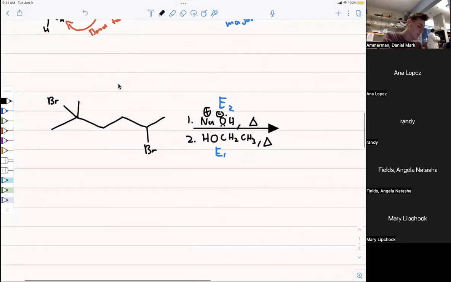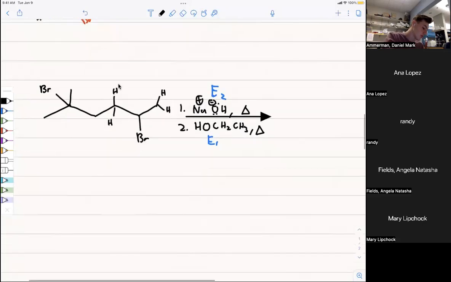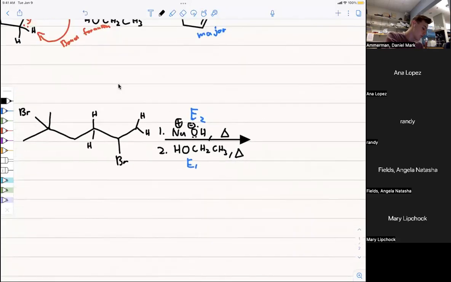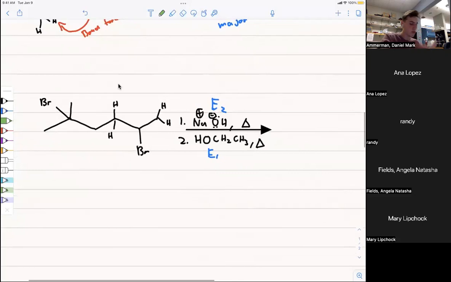So what we'll do is we will find our hydrogens adjacent to our leaving group, which there's one here, and there's one on that other side of the carbon. So first thing that we do, we can go back to our list. We know the first step of E2 is to check for a good leaving group, and we have one. Bromine's a good leaving group.